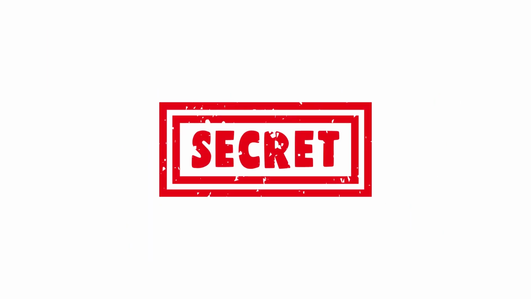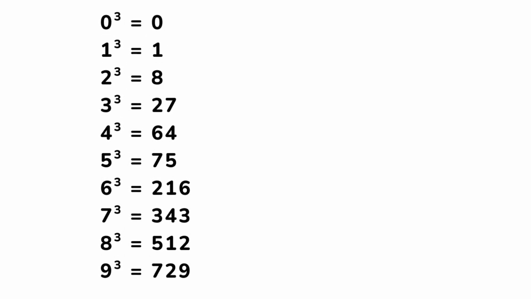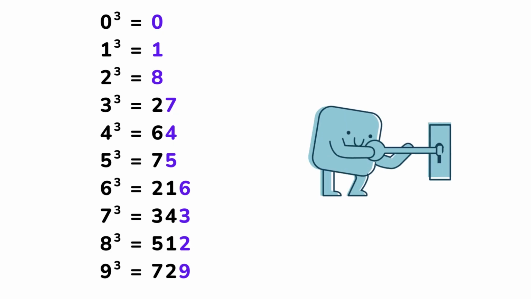Here's the secret. You just need to memorize the cubes of numbers from 0 to 9. Like this. Now look carefully at the last digits of these cubes. You will be noticing that each cube ends in a different digit. That's the key to unlocking this trick.